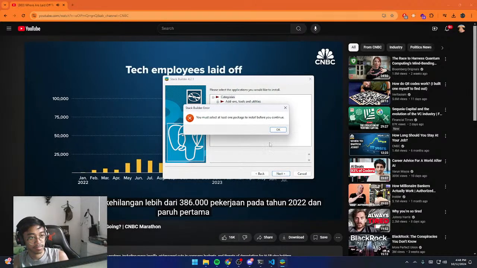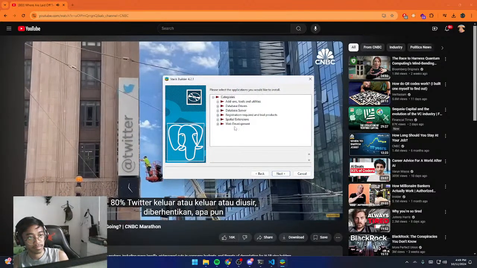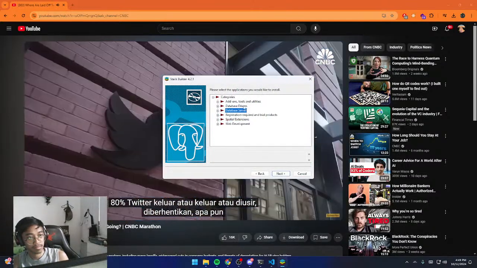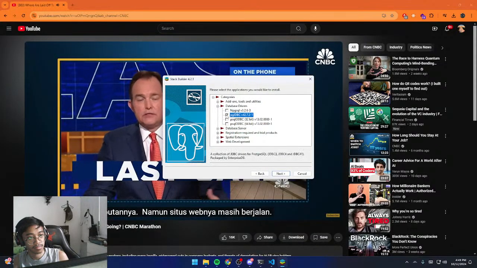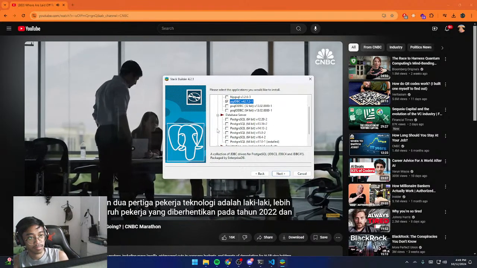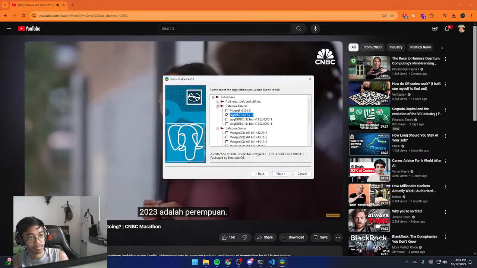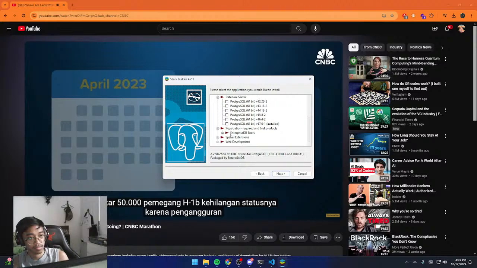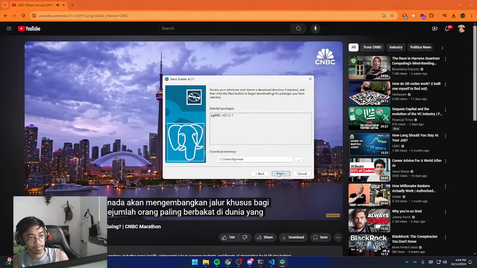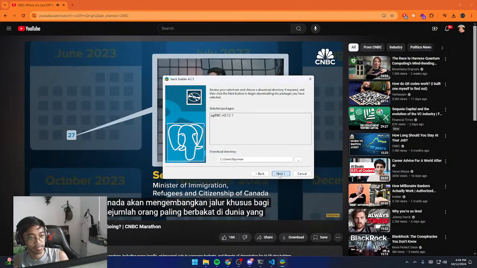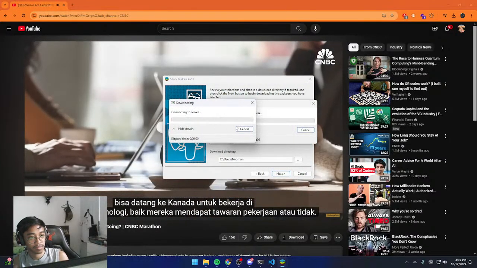The tech sector shed more than 386,000 jobs in 2022 and the first half of 2023. 80% of Twitter either left or quit or was pushed out, laid off, whatever you want to call it, and yet the website still runs. Even though 2/3 of tech workers are men, more than half of those laid off in 2022 and 2023 were women. Approximately 50,000 H-1B holders lost their status due to unemployment. Over the course of this year, Canada is going to be developing a specific stream for some of the world's most highly talented people that will be able to come to Canada to work for tech companies, whether they have a job offer or not.